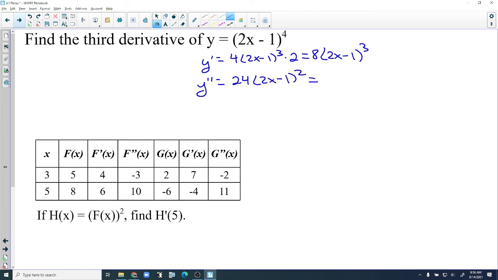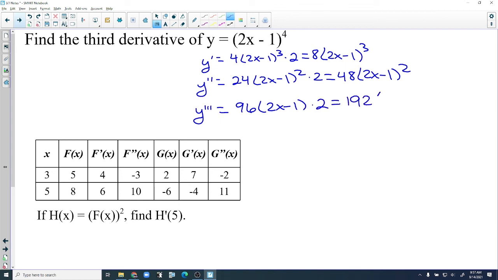Oh, I almost forgot. Times 2, 48, 2x minus 1 squared. And you can see the numbers get pretty big pretty quick. So 96, 2x minus 1 times 2, which is 192 times 2x minus 1. So there's the third derivative.